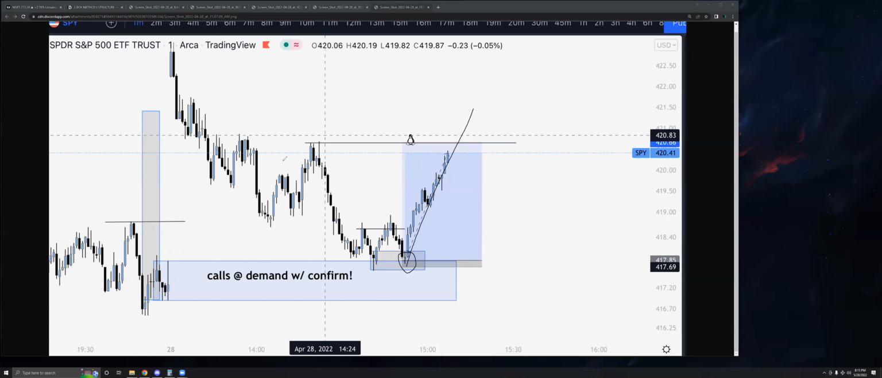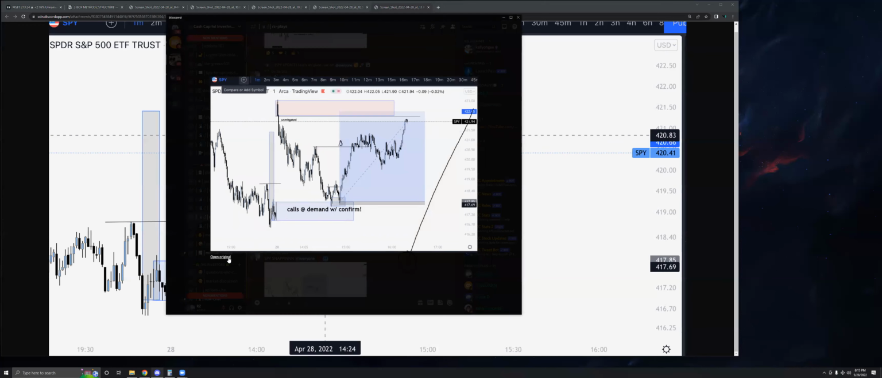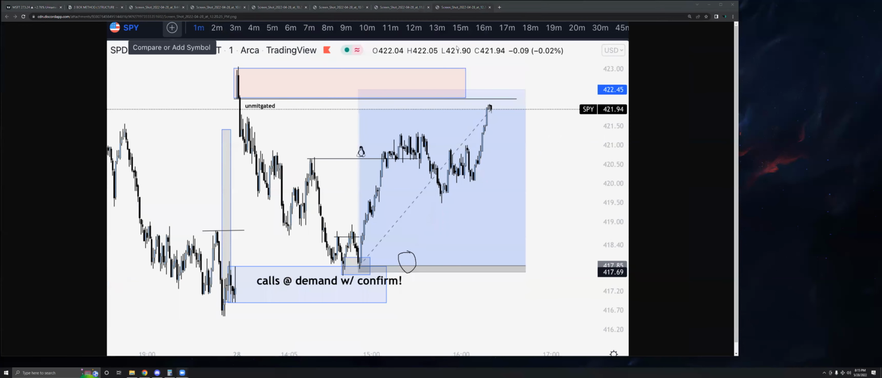So let's look at the updates. There you go. Look at this. Look at that run up. That's all it took. That bounce off that demand zone with confirmations. And look at that run up. We saw a continuation up, pull back, and then run up again.